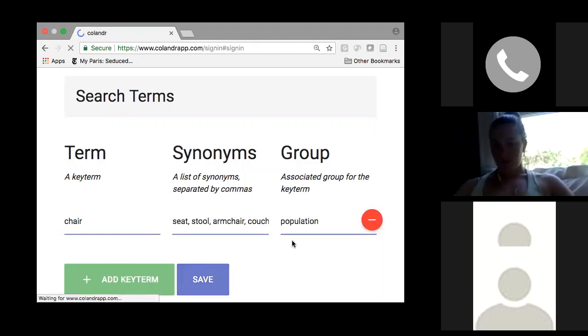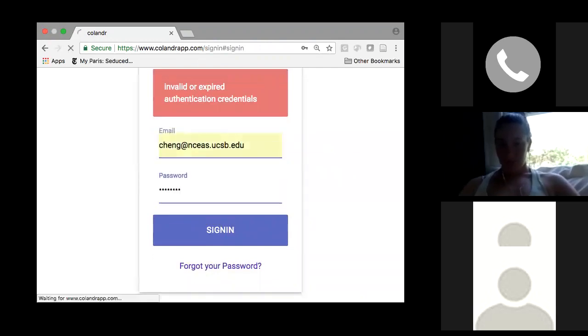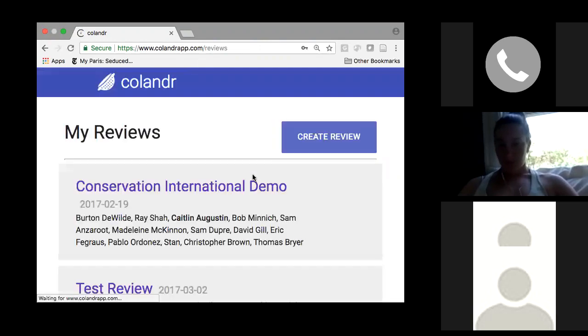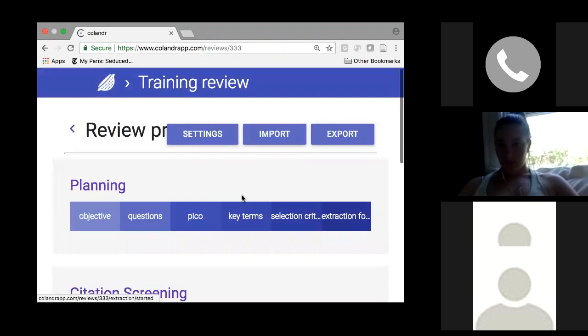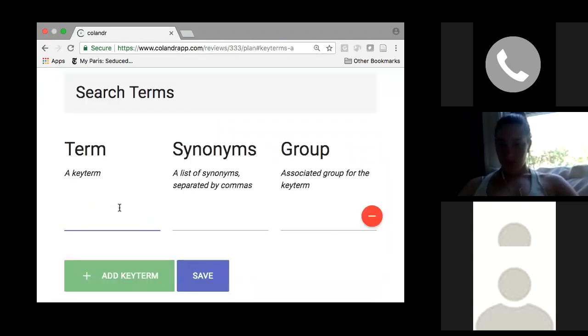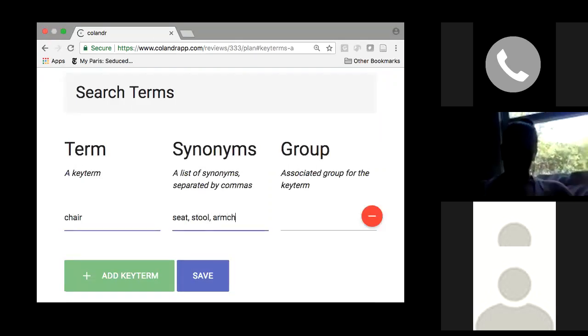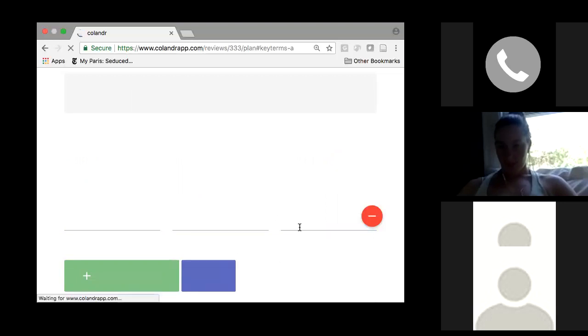And you press save. Oh, and it logged me out. Okay. Back. Oh, do that again. Seat, stool, chair, couch. Population. That's not yourself. Okay.